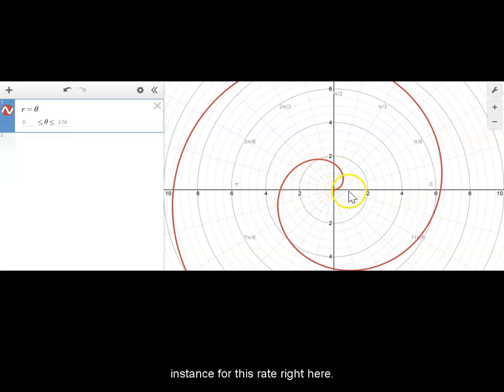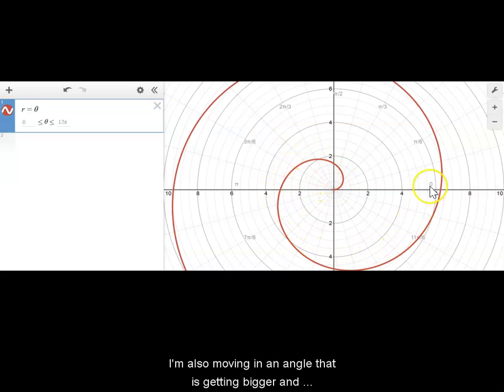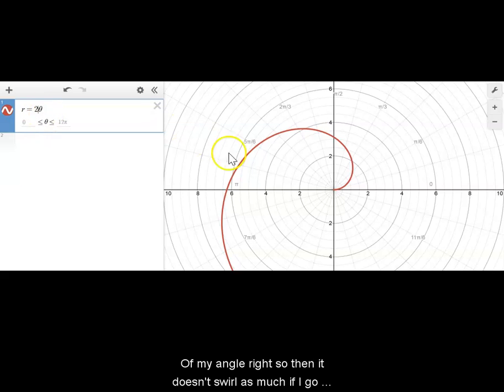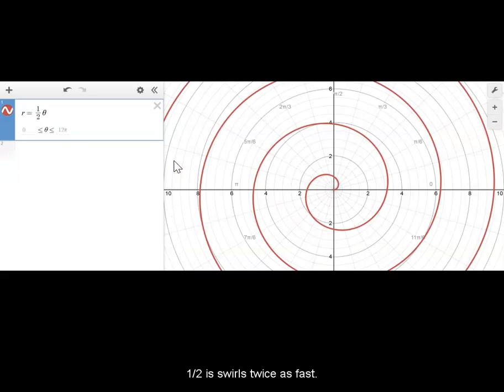So as the angle gets larger, for instance for this ray right here, I have quite a large angle, and my radius is the same as my angle size, right? So as my radius is growing, I'm also moving in an angle that is getting bigger and bigger. So it starts to swirl around and grow. I can even make it a little bit tighter by saying that my radius is twice the length of my angle, right? So then it doesn't swirl as much. If I go 1/2, it swirls twice as fast.